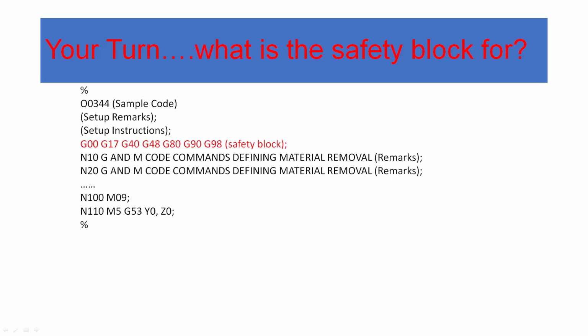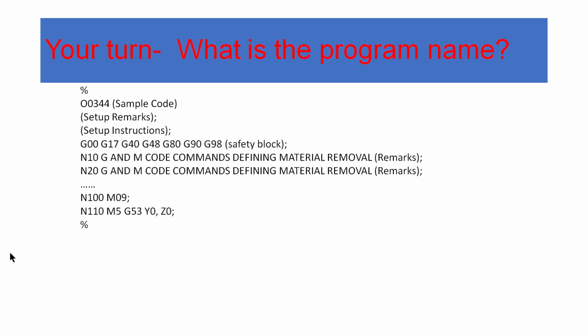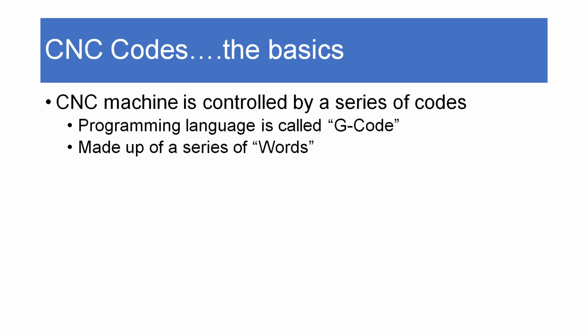So your turn. What's that safety block do? Yeah, that safety block basically resets the machine to a power-up condition and cancels any macros or any weird parts that are in my program, so I don't inadvertently do something. What is the program name in this? It's O0344. Right, awesome.